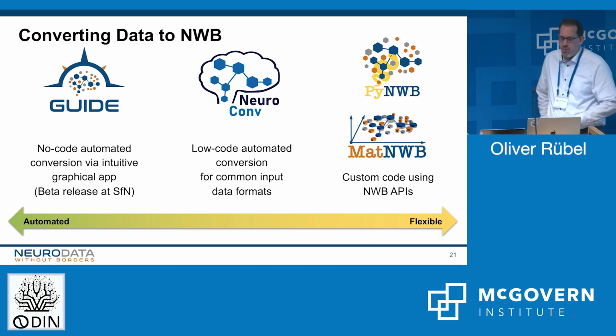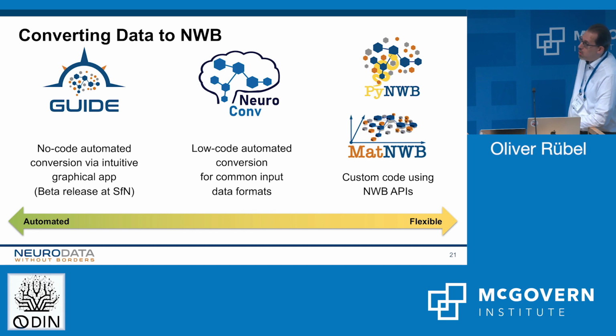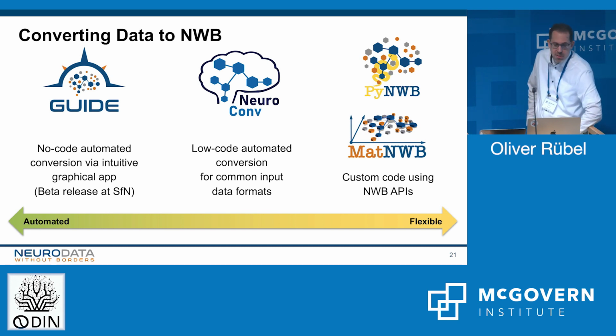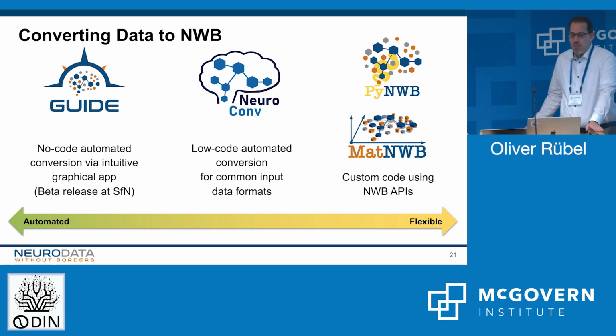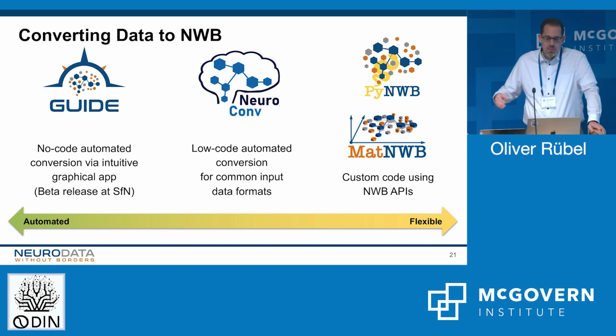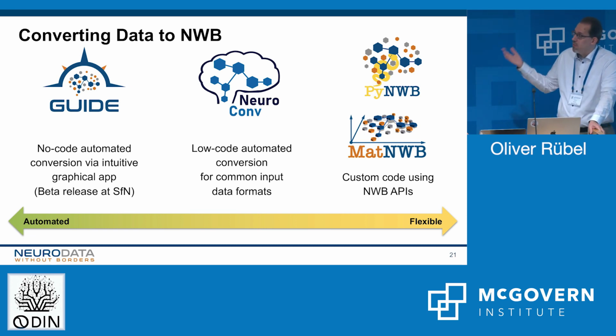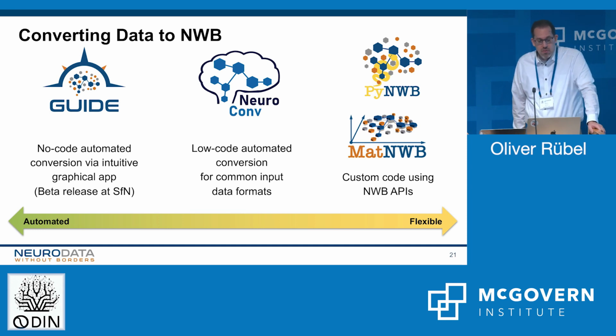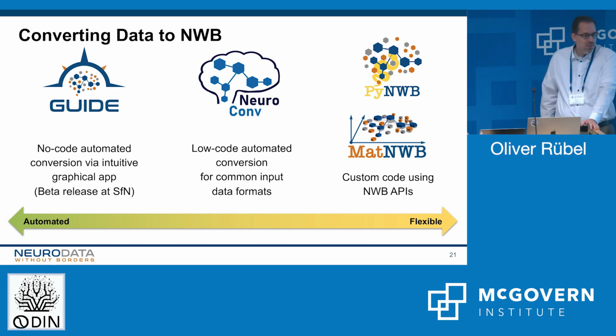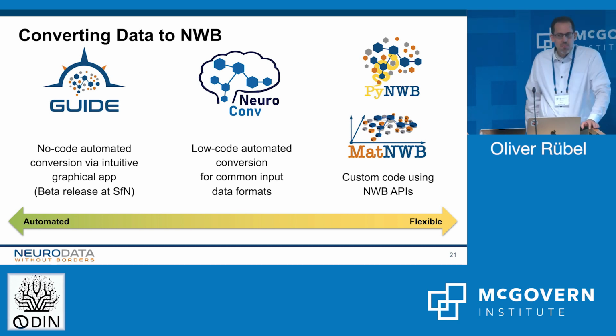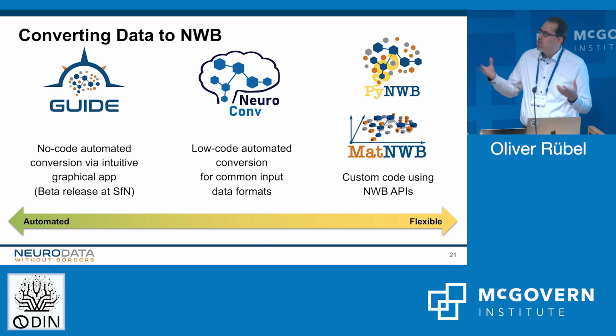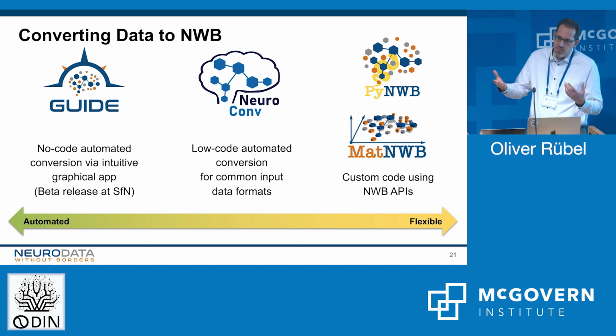Another key effort is to make our tools easier to use and accessible also to users who are not programmers. For example, for data conversion, we always had our PyNWB and MatNWB APIs, which allow you to easily write custom code to enhance your data, but they require coding experience and they require you to understand the standard. Over the years, CatalystNeuro has developed NeuroConv as a low-code automated conversion system for common input data formats that significantly reduces the amount of code you have to write, but you still have to code.